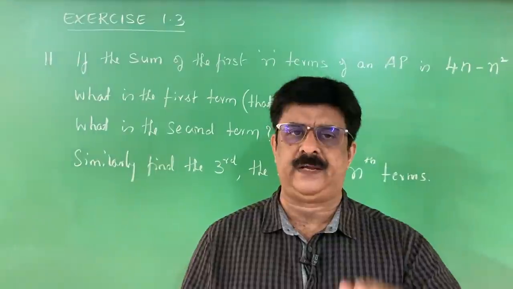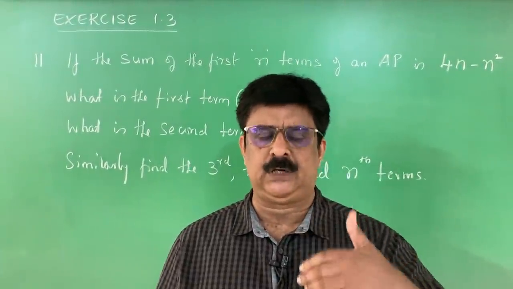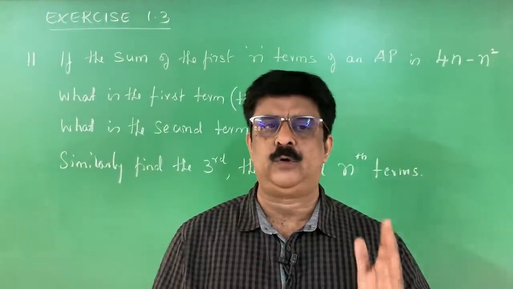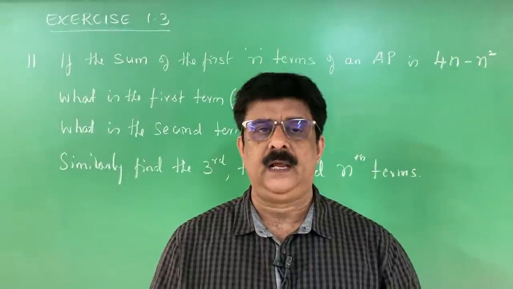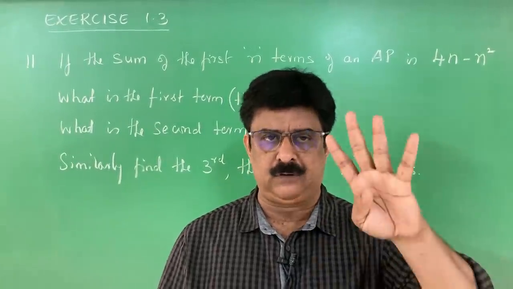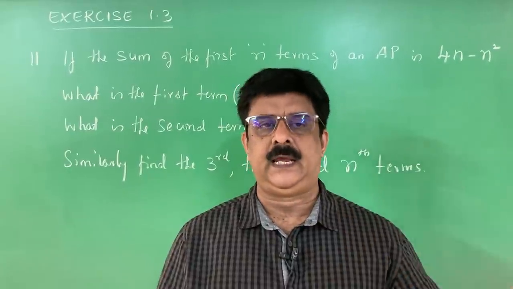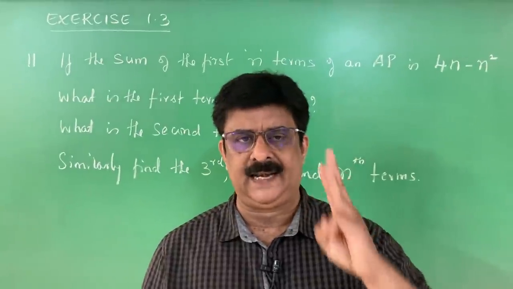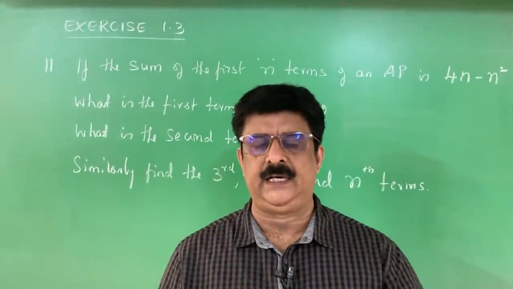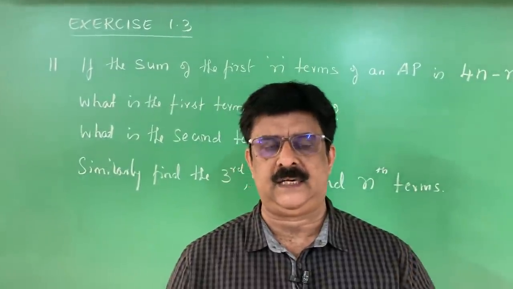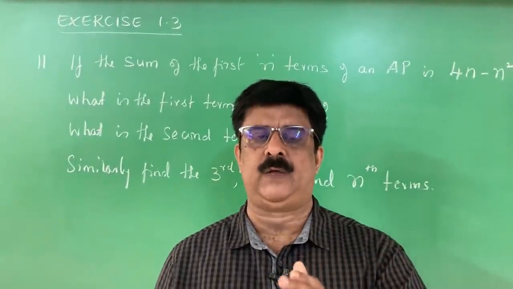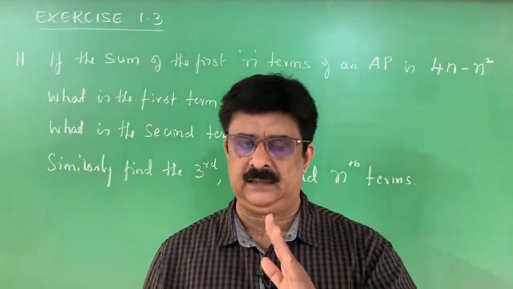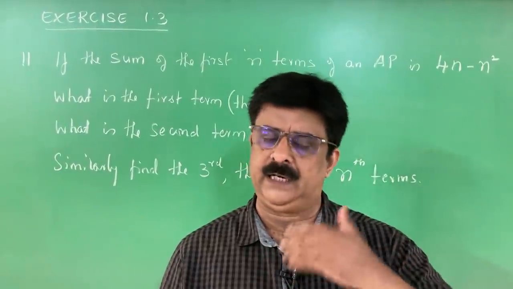To find the common difference, we have a formula. Usually we use d equals a2 minus a1 in an AP, but the general formula is d equals an minus a(n minus 1). And there are four formulas. The first one is an equals a plus (n minus 1) into d. And three formulas related to the sum: Sn equals n into (n plus 1) divided by 2; Sn equals n by 2 into (2a plus (n minus 1) into d); Sn equals n by 2 into (a plus l). Using these formulas, we solve many problems.